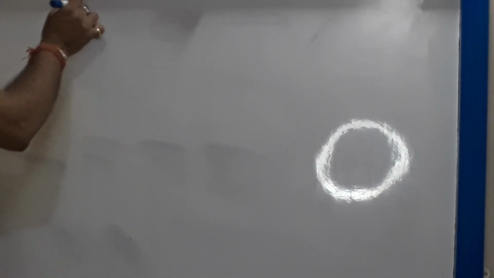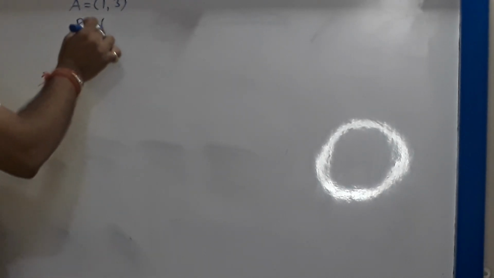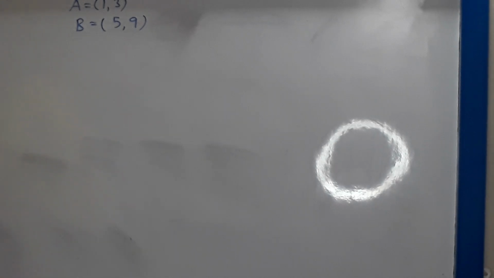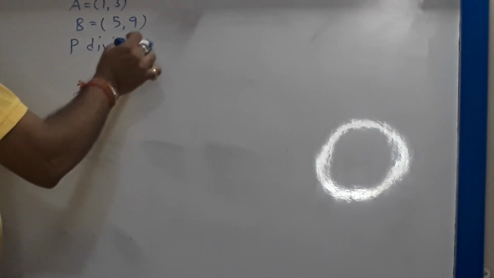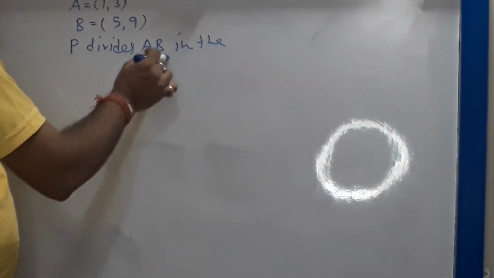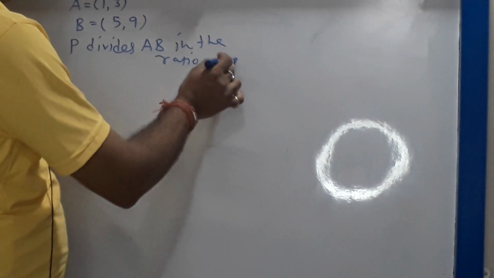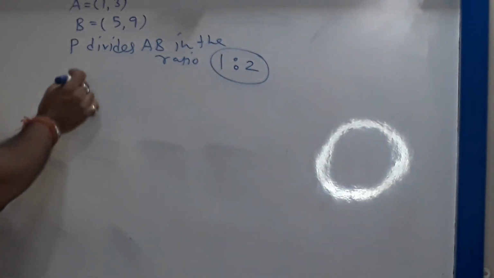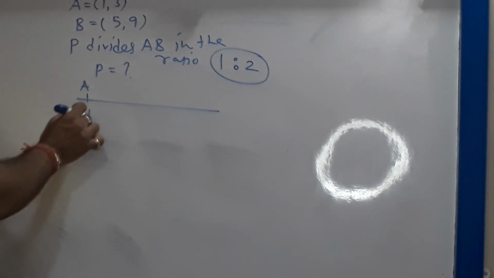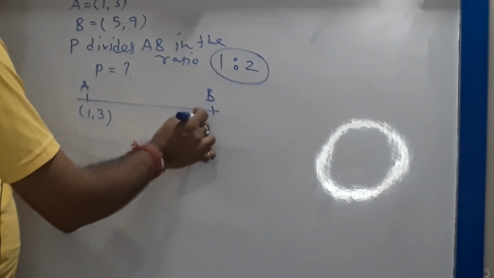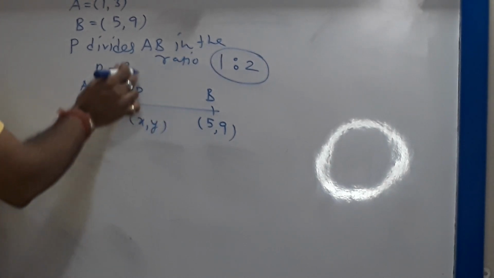A is (1, 3) and B is (5, 9), and P divides AB internally in the ratio 1:2. So, find the coordinates of P. So, we draw the diagram. This is my point A (1, 3), B (5, 9), and P is any point having coordinates (x, y). We have to find the coordinates of P.